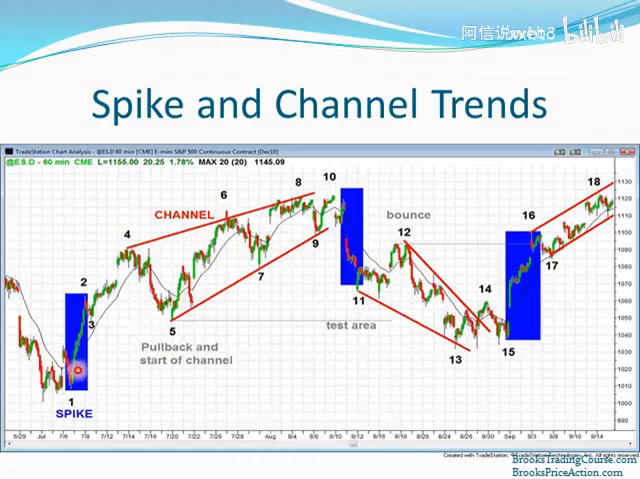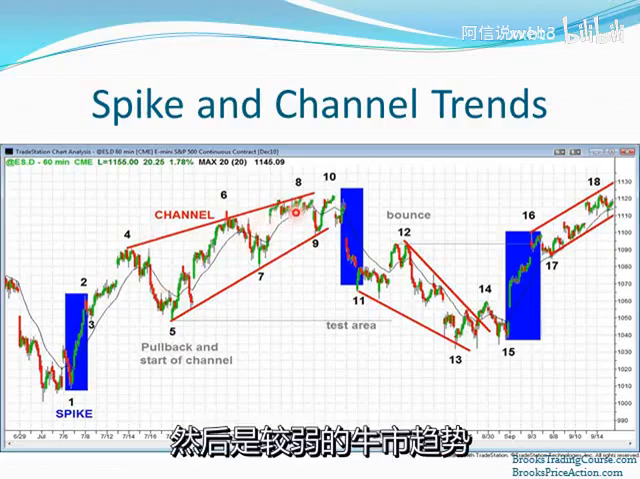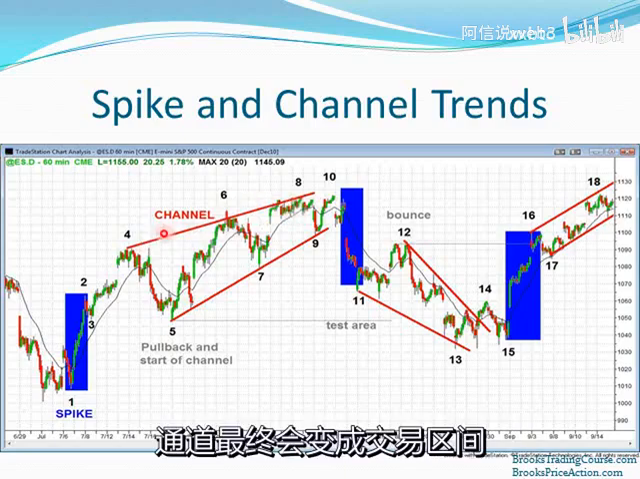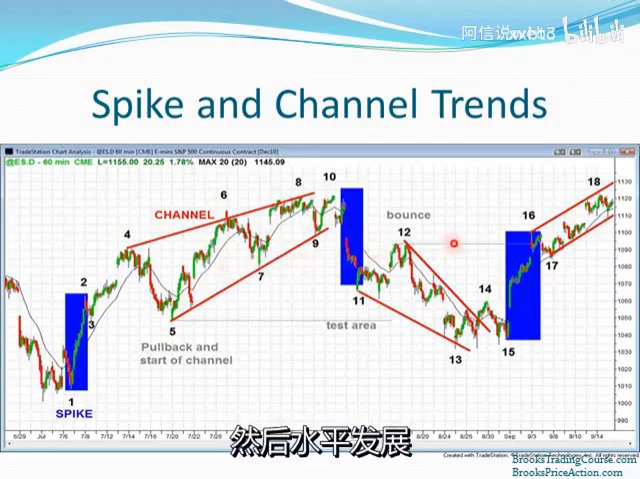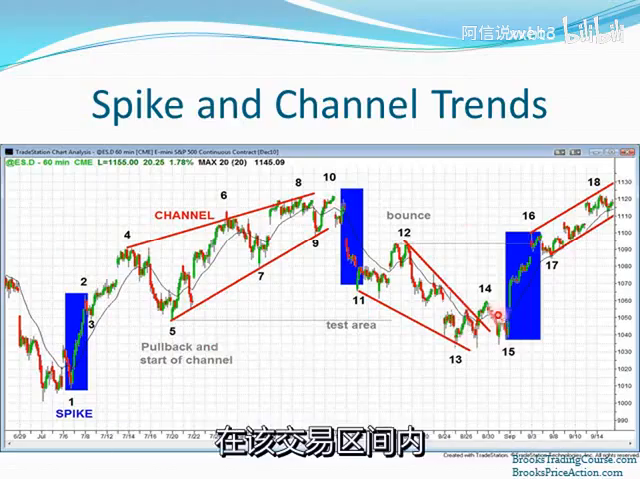Here's a 60-minute chart showing a spike phase, a strong bull trend, followed by a channel phase, a weak bull trend. And channels are usually followed by trading ranges. The channel evolves into a trading range. So we have a bull channel and then more sideways, and the entire screen becomes a trading range.